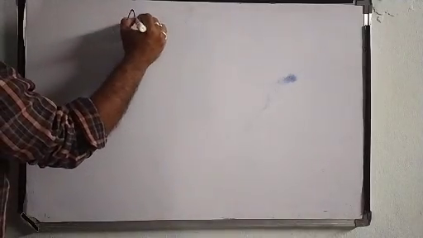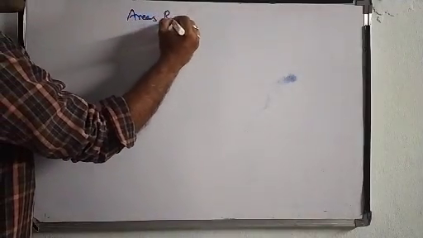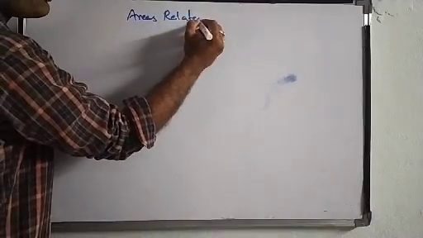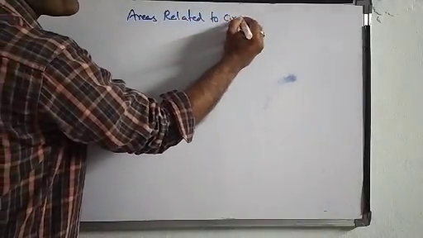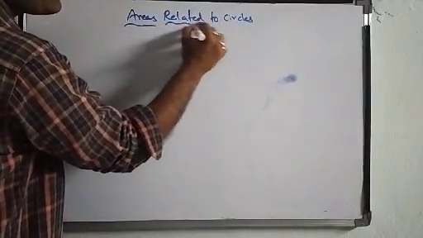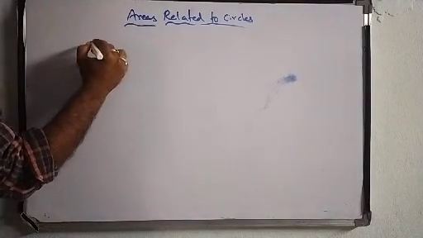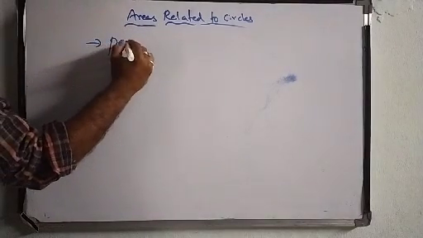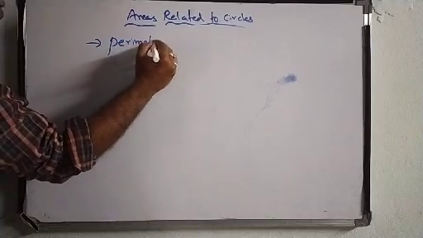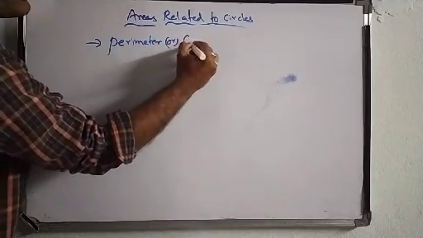Very good morning, students. Today we are going to learn areas related to circles. So already we have discussed this in the previous classes. So in this we will first see what are the important formulas to be noted down. First one is perimeter of circle, or we can call it as circumference of circle.